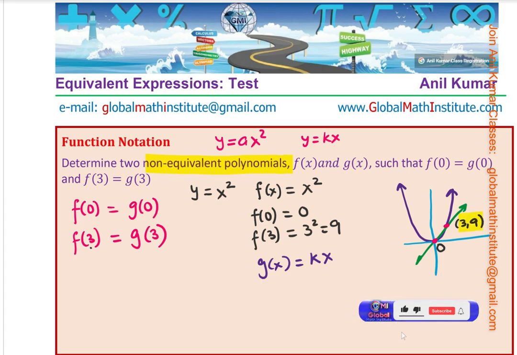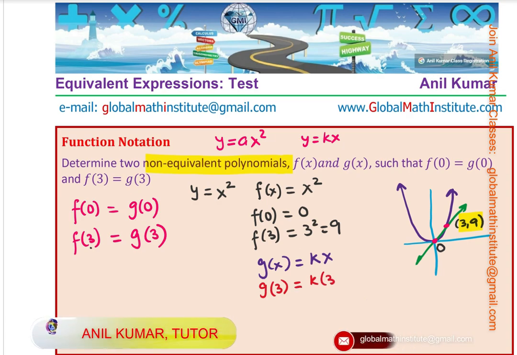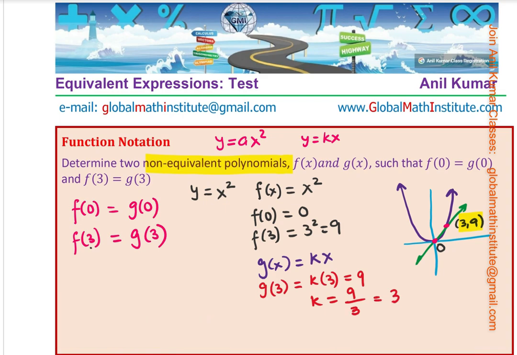So if I substitute 3 for x, then what do we get? What is g of 3 equal to? Well, k times 3, right? And the value should be 9, correct? So that means that k should be equal to 9 by 3, which is 3 itself. And therefore, we can now write down the function g of x. You get an idea, right? So g of x is equal to 3x. Correct? So we have got our solution, right?